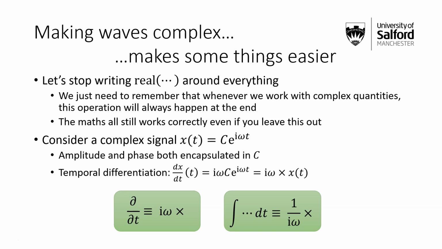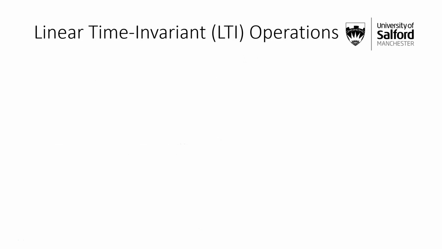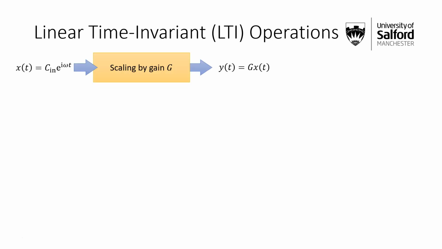So taking this back to real systems, we have these systems called linear time invariant systems, which I talked about in lecture 4. And they do things like scale a signal. So if we put in a signal c_in e to the i omega t, we get something out. This y, our signal out, is gain g times x. If you expand that out, we can define a new amplitude, c_out is g times c_in, and we get the same form as we put in, just with a different c.